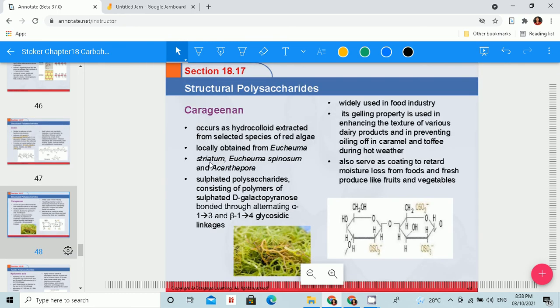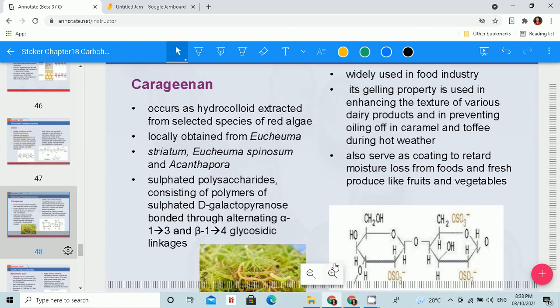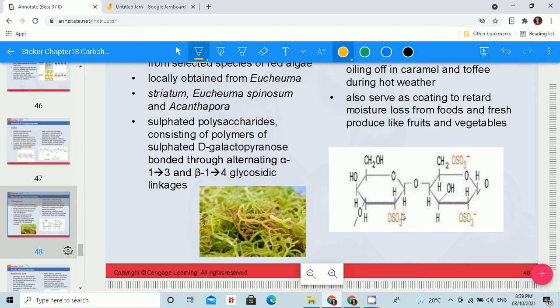Okay, so we have here our carrageenan. It occurs as a hydrocolloid extracted from selected species of red algae. So the sugar that gives structure to this one, our gusto, is carrageenan. And then it's a sulfated polysaccharide consisting of polymers. So when we say sulfated, we can expect some sulfate.